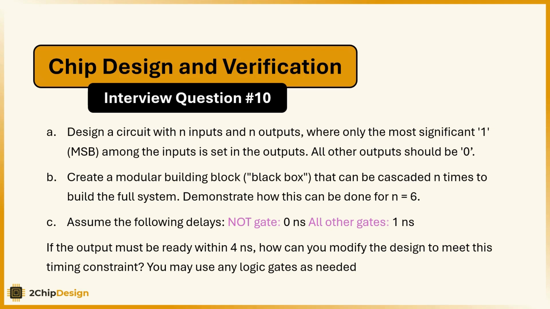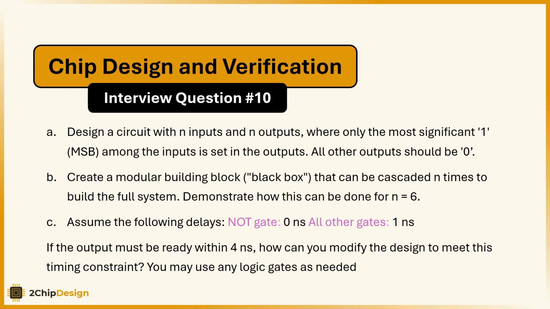In this video, we are going to design a digital circuit with n inputs and n outputs. The goal is simple: only the most significant 1 bit among the inputs should be reflected in the outputs. All other outputs must be 0. To keep things modular and scalable, we will create a building block, a black box, that can be cascaded to support any n.